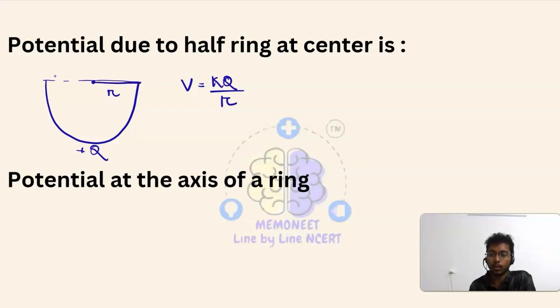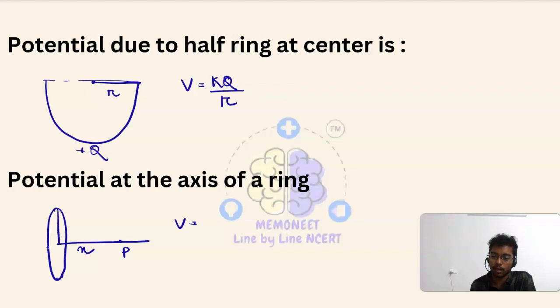And the potential at the axis of the ring, let's say this is the axis here, and we have to find the potential here. Let's say this is the x distance from the axis, this point. So the potential V is equal to kq upon under root of r square plus x square.